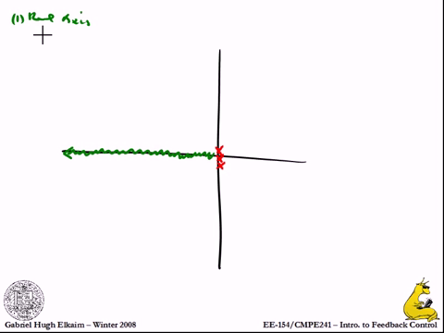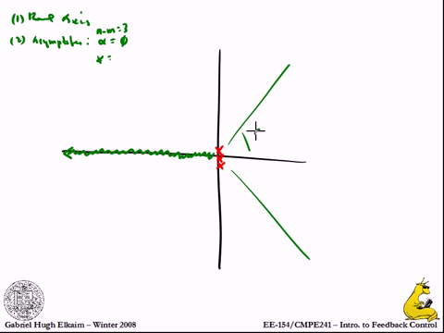Rule 3, asymptotes. In this case, alpha is 0. The number of them, n minus m, is equal to 3. Now I know that symmetry applies, so 360 is going to get divided into 3. Which way is it going to go? One is along the negative real axis, so I've got my asymptotes at 60 degrees and minus 60 degrees, so plus or minus 60 and 180. So I've got my asymptotes.